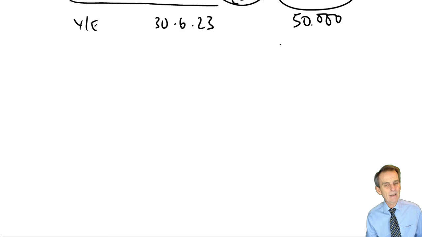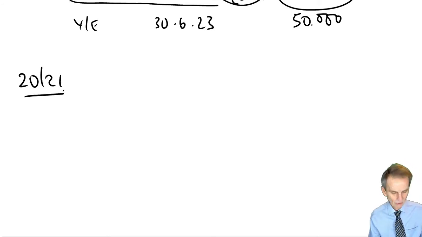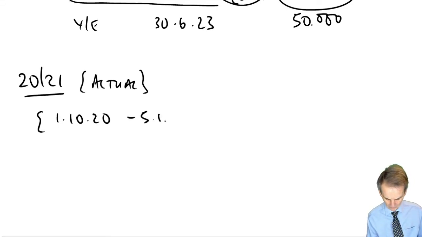Remember the information that, if it is a written question, we need to lay out. What, first of all, is the tax year? It's the 2020-21 tax year. What is the basis of assessment? It is actual. What is the basis period? That runs from the start date, the 1st of October 20, through to the following 5th of April, the 5th of April 21.